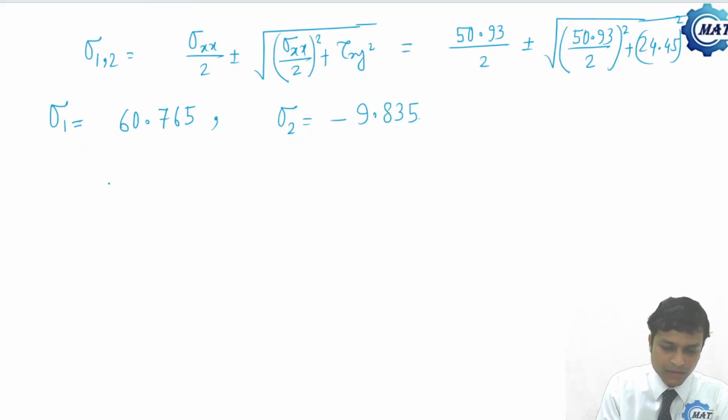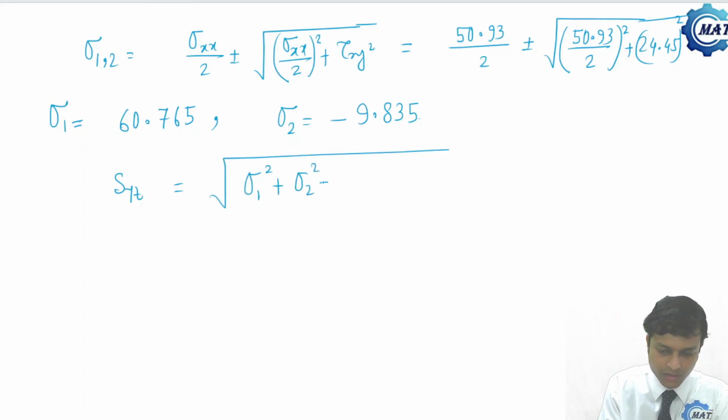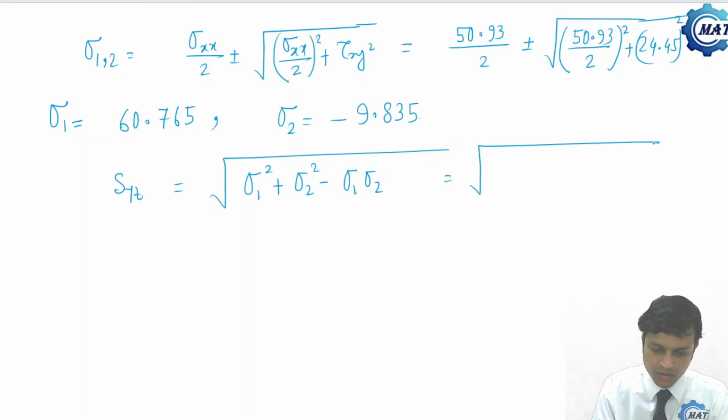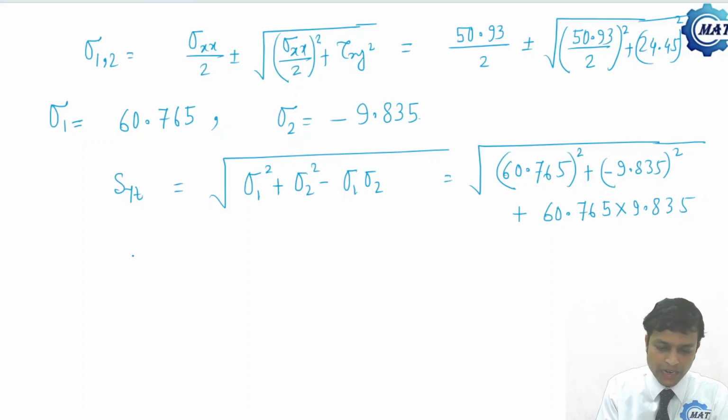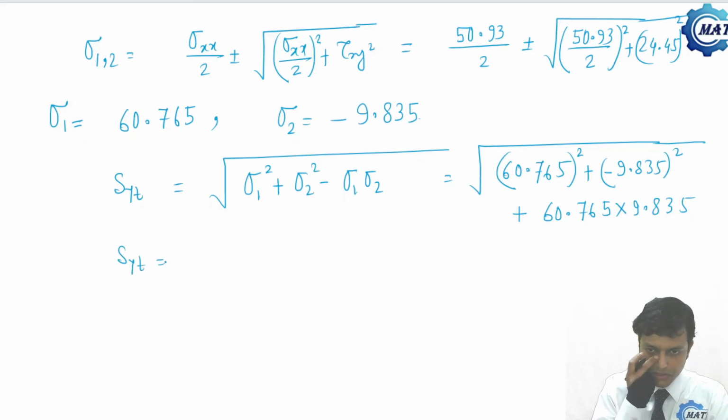Now the von Mises stress is root over sigma 1 square plus sigma 2 square minus sigma 1 sigma 2. Let us put the values: 60.765 square plus minus 9.835 square, minus minus, there will be a plus, 60.765 into 9.835. By this, the von Mises stress becomes 66.23 MPa.